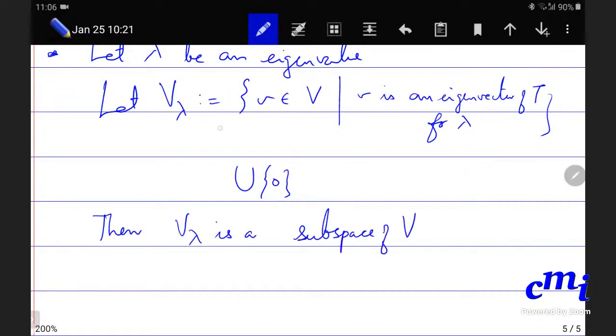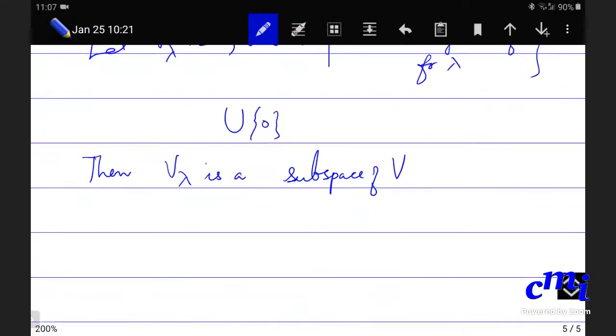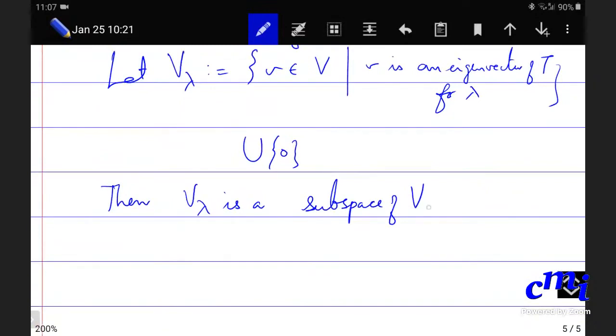So there is an assertion here. I'm defining it as a subset of V, and I'm asserting that it is actually a subspace. So we'll see the argument in a minute. This is an important property, which is that the collection of eigenvectors for a given eigenvalue is a subspace of this thing.